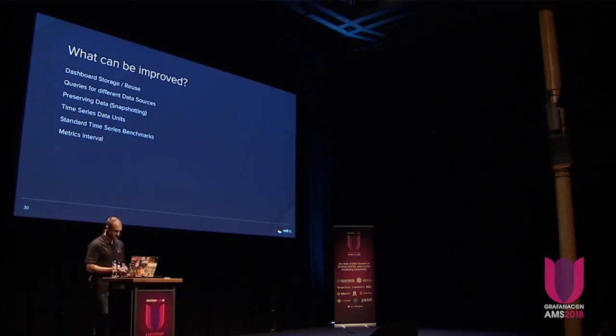Preserving data, snapshotting is just something that we'd love to have more. There is snapshotting already, but sometimes it's cumbersome, sometimes it doesn't capture all the data. I'd love to have a more automated way that I could just send an API request to do that. Sometimes the data units, that's been solved with tagging and whatnot, so our version of Graphite, we need to move to a newer one. It'd be great to have a standard time series benchmark so that we can compare TSDBs in a more reasonable way. Last one there is metrics interval. We want to collect at something better than 10 seconds.